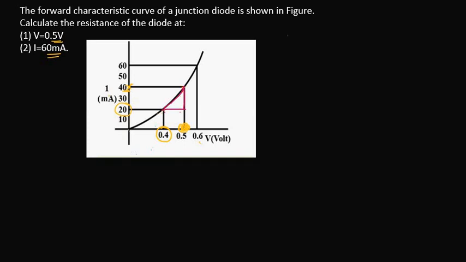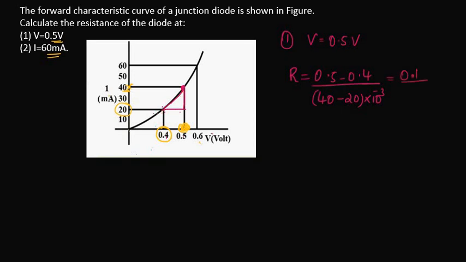So the interval is, for the first part, V is 0.5 volt. Here I am going to calculate resistance. R is equal to, and here the voltage interval is 0.5 and 0.4. So we can say 0.5 minus 0.4 divided by the current value, which is 40 and 20. So 40 minus 20, current is in milliampere, 10 to the power minus 3. This will give you the resistance at 0.5 volt.